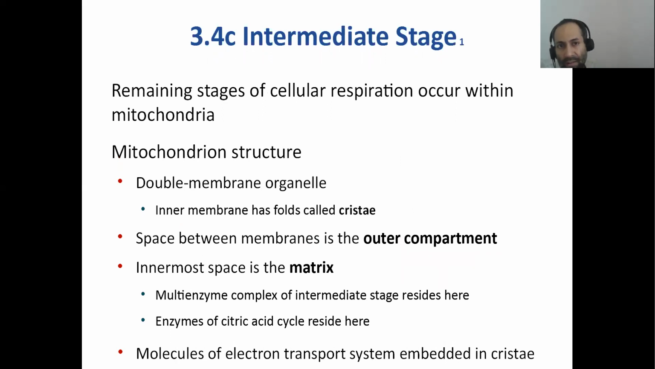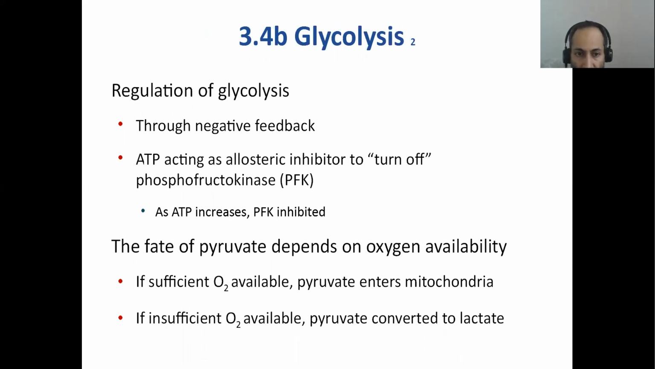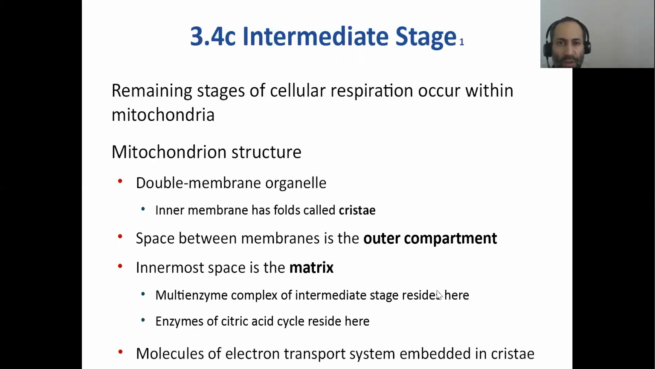Then in the presence of oxygen, now everything after that needs oxygen. So if insufficient oxygen is there, then pyruvate doesn't go any further. It's simply converted to lactate or lactic acid. But mostly there is oxygen available because we are breathing. And so under those circumstances, pyruvate actually moves on into the mitochondria and then goes on to the next stages, which are these. So the intermediate stage first, right?